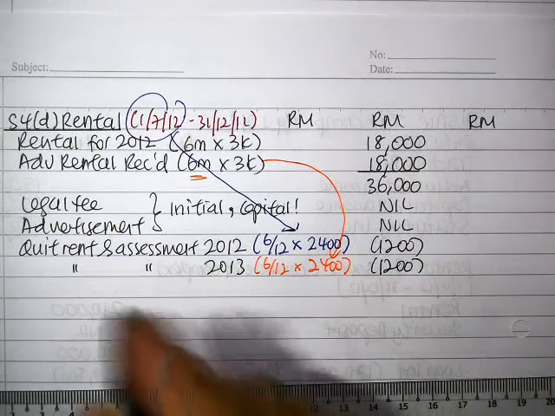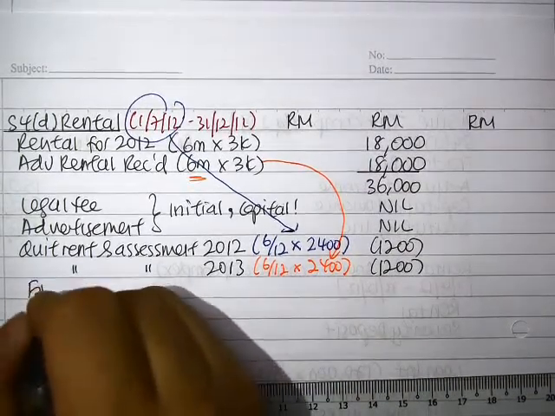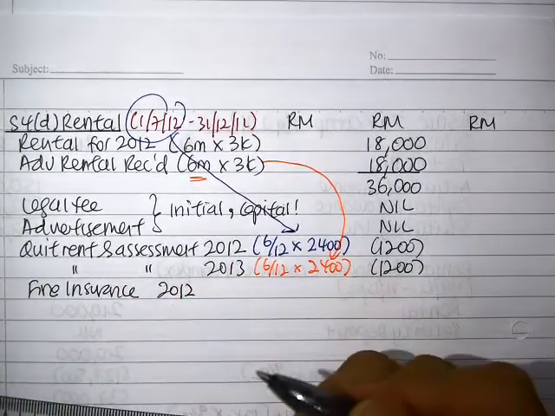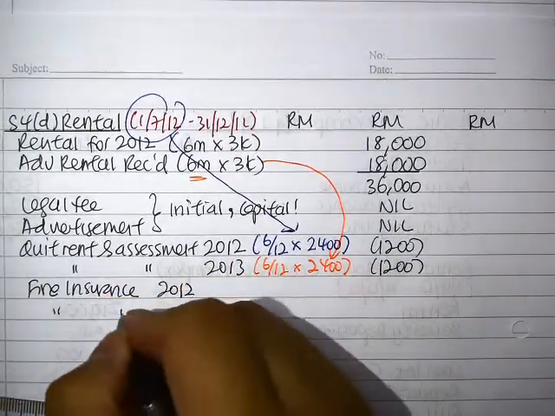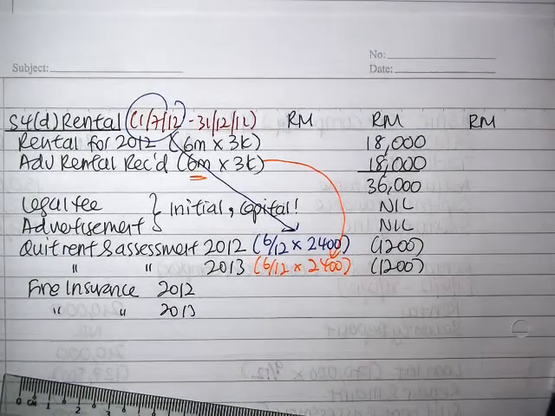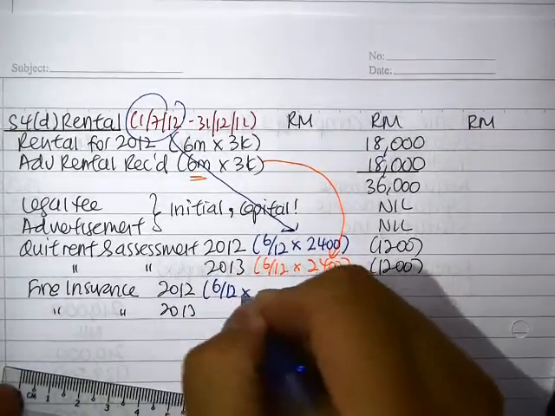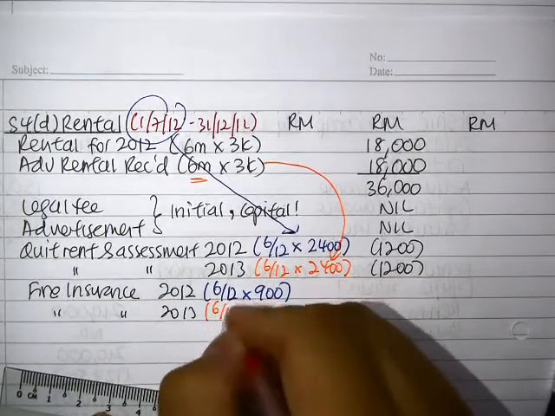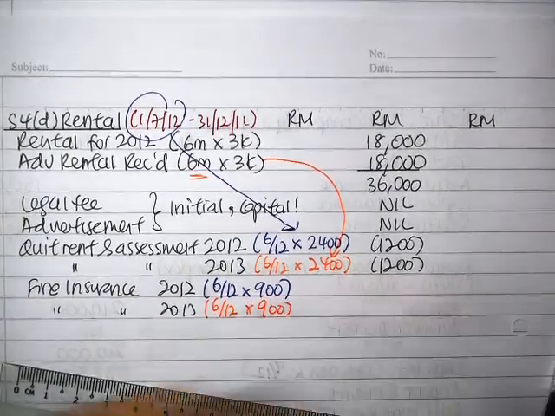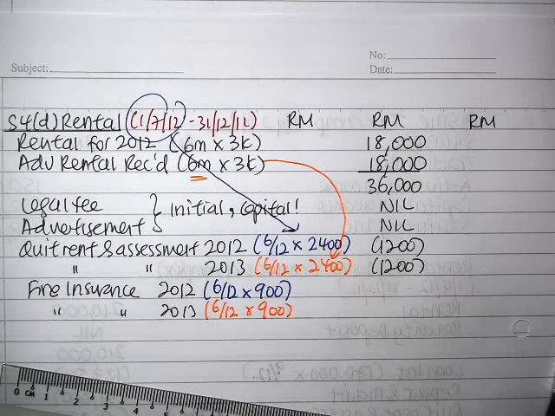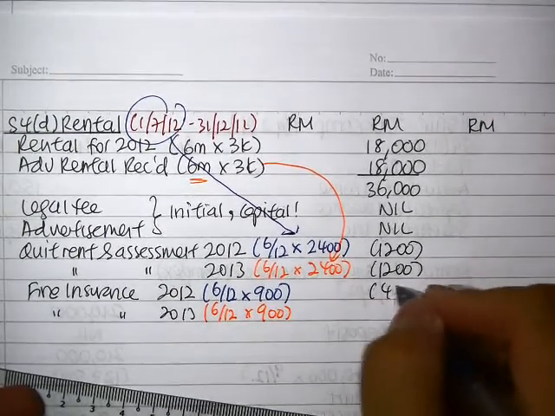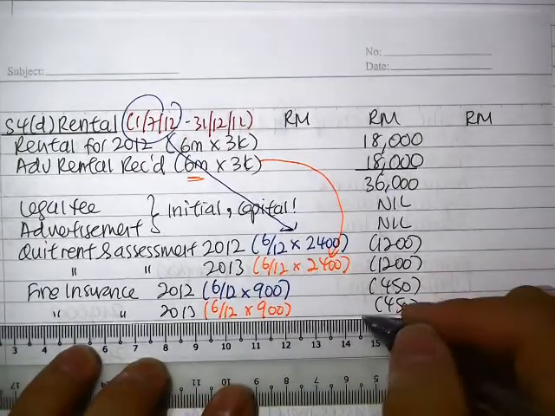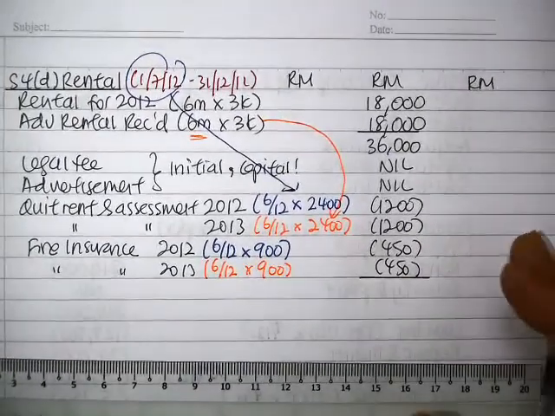1002. Right, I believe you know what to do for fire insurance. So your fire insurance, same thing for 2012, fire insurance for 2013. So the 6 months of that fire insurance for 2012 and the 6 months of fire insurance due to the advance rental, 4545. Right, friends, so that's it. So we got all that figures presented here.